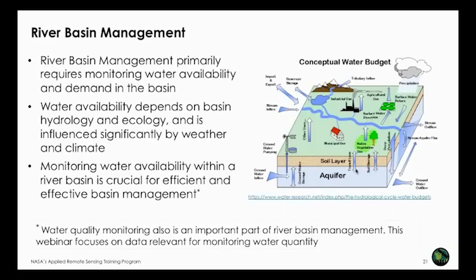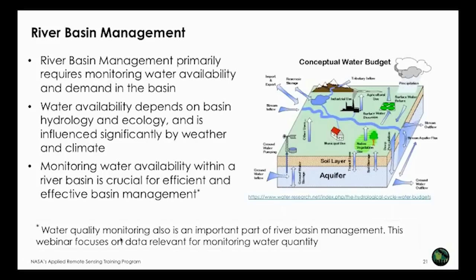So population, agricultural land, industrial use, and natural vegetation. If there is wetland, how much water is stored in there? So overall water budget is extremely important for river basin management. So monitoring water availability within the river basin is crucial. And this is very important for efficient management.